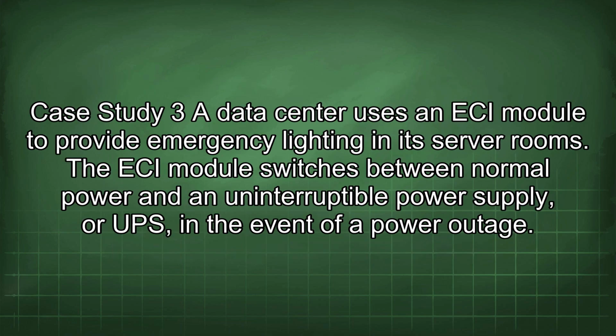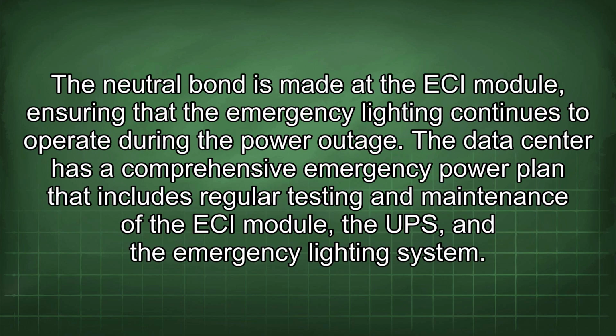Case Study 3: A data center uses an ECI module to provide emergency lighting in its server rooms. The ECI module switches between normal power and an uninterruptible power supply, or UPS, in the event of a power outage. The neutral bond is made at the ECI module, ensuring that the emergency lighting continues to operate during the power outage. The data center has a comprehensive emergency power plan that includes regular testing and maintenance of the ECI module, the UPS, and the emergency lighting system.